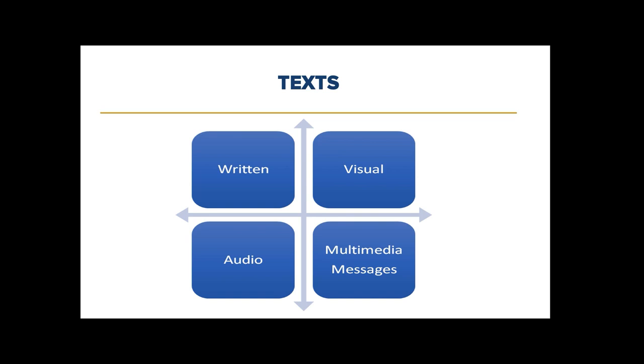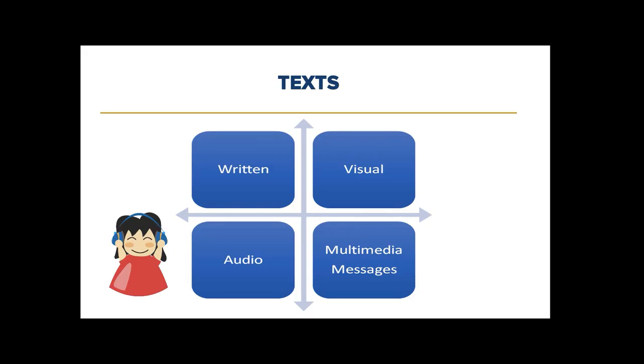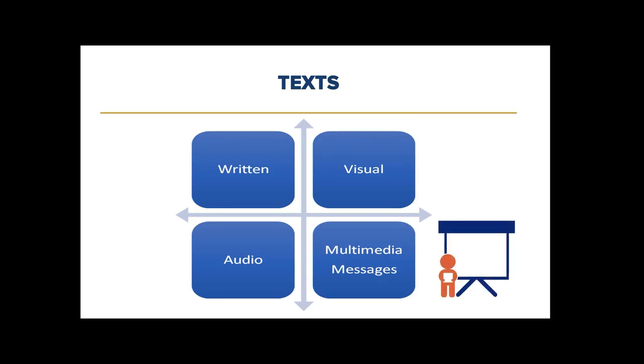So what are texts? Texts can be written. They can also be visual. Visual texts are created using images which may or may not contain words. We encounter visual texts in our everyday lives through newspapers, magazines, brochures, and advertisements. Audio texts such as podcasts or books with audio read-alouds, and multimedia messages that convey information or ideas such as a video clip or slideshow presentation.